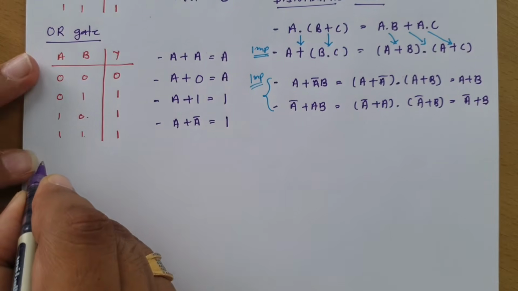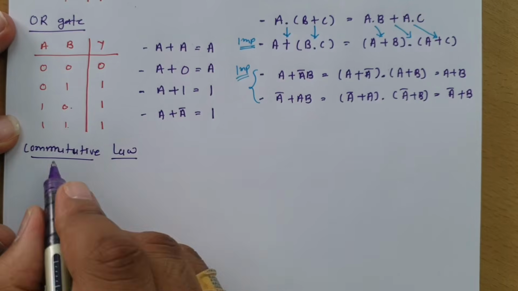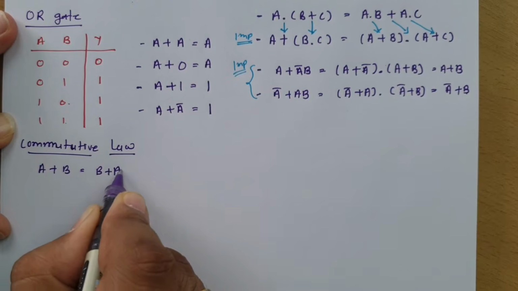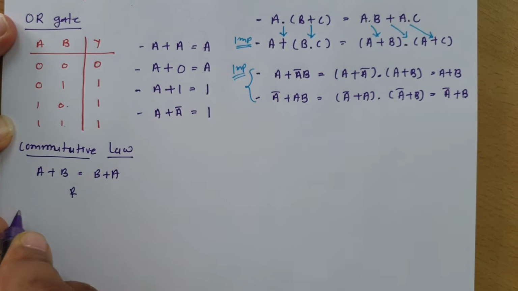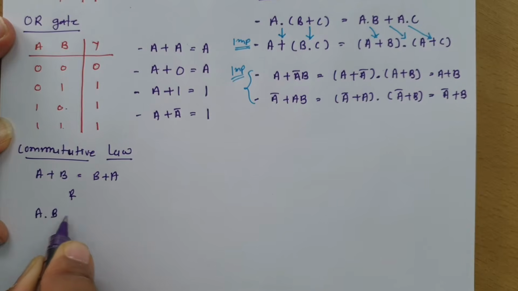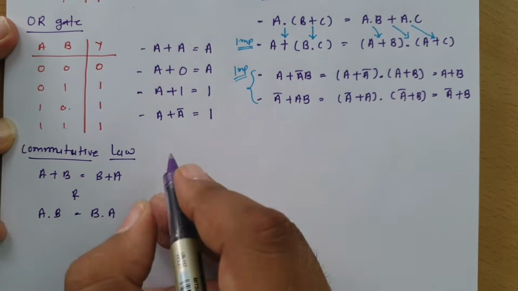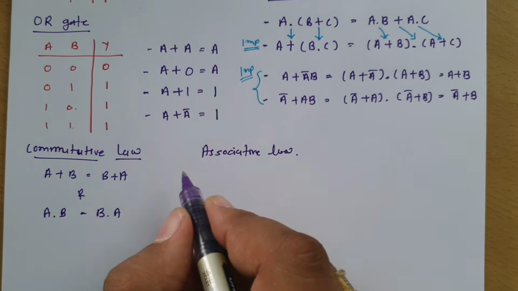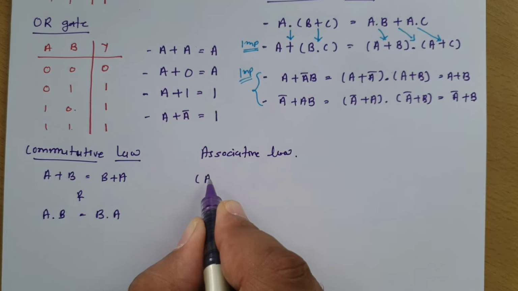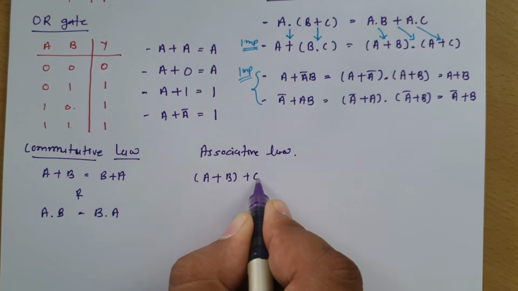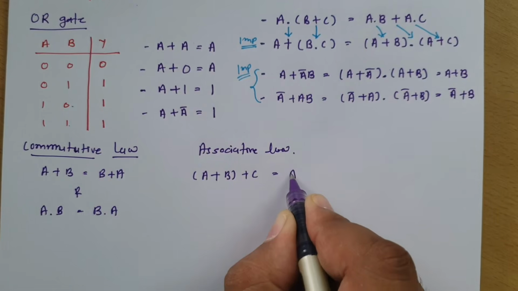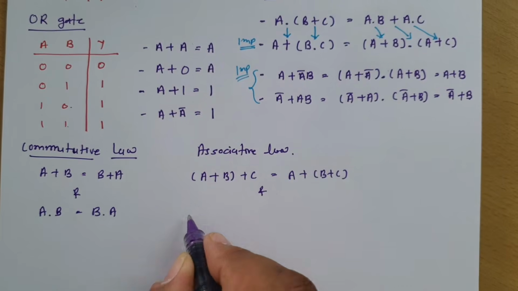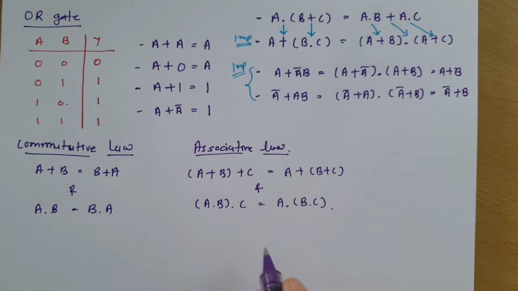Now I'll explain the commutative law. In the commutative law, a plus b is equal to b plus a, and the dot also follows it: a dot b is equal to b dot a. As well as that, the associative law is applicable. Like see, a plus b plus c, we can have association of a plus b plus c like this, as well as in dot we can. So this is the associative law.